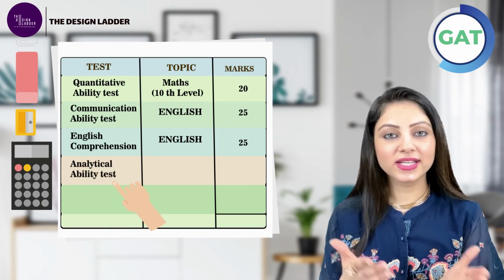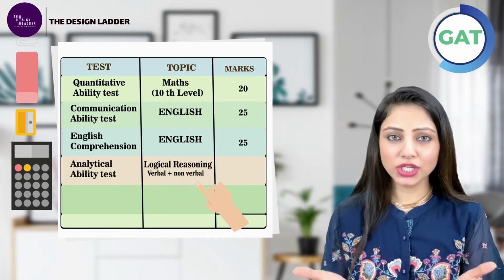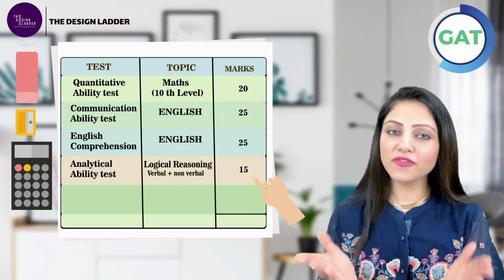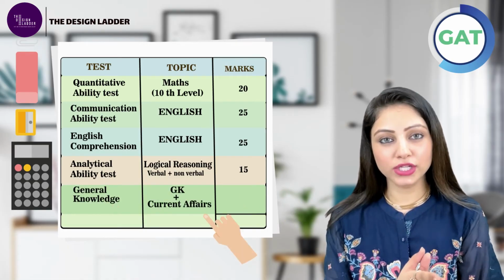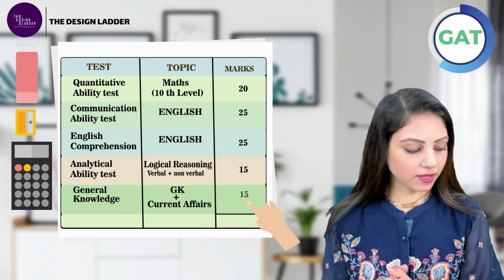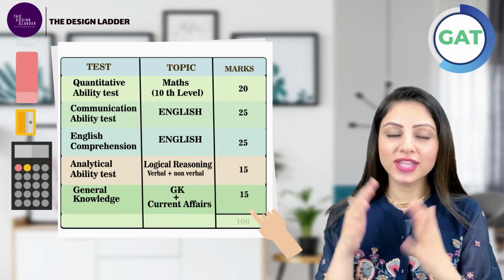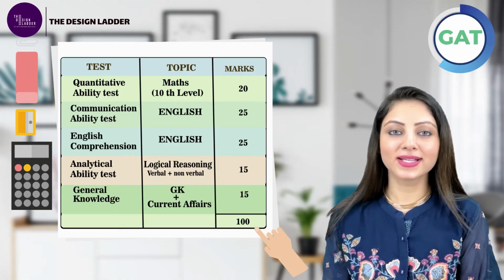Then is your analytical ability. That includes logical reasoning, which again consists of 15 questions for 15 marks. And the last but not the least is the general knowledge question, GK and current affairs, which is again of 15 marks. So that comes down to a total of 100 marks in the GAT section.